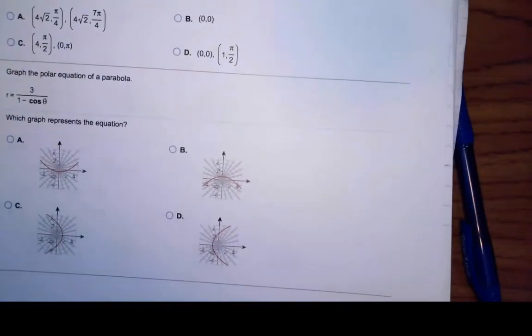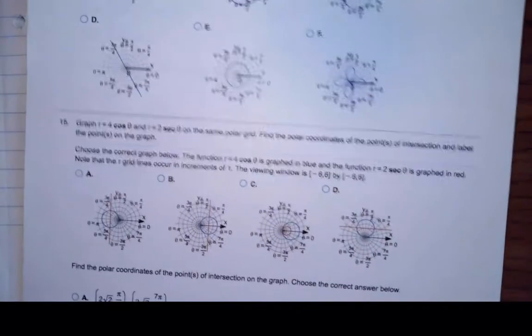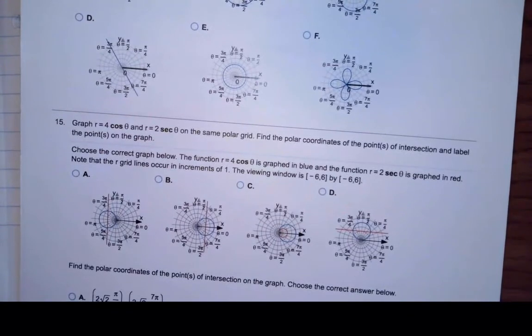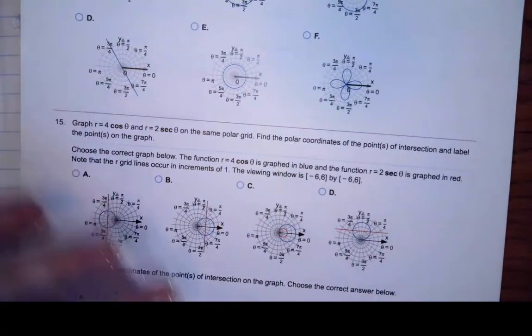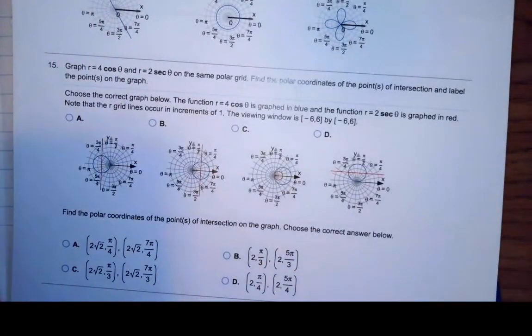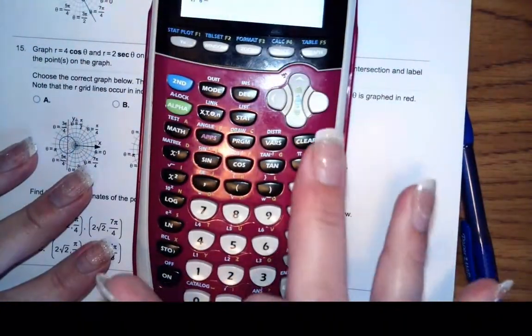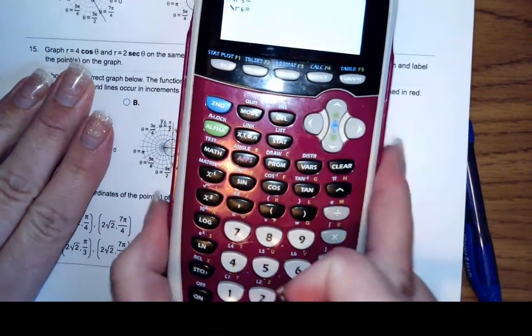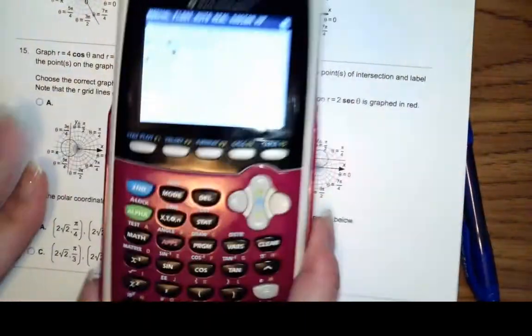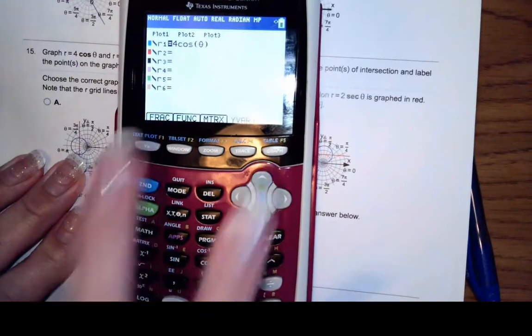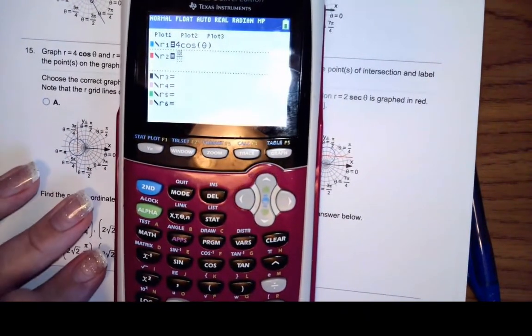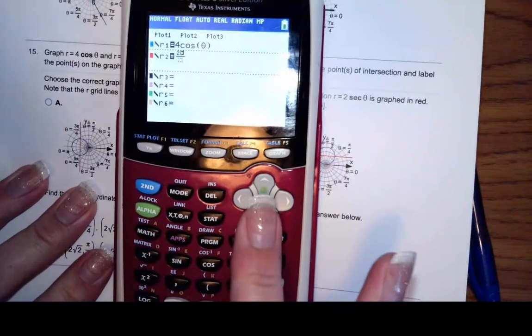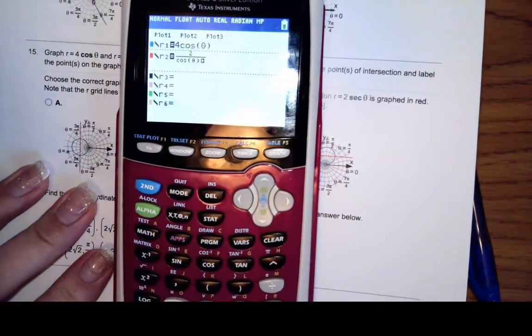And for the last two, what I want to do is look at how I can determine where these two things intersect. The other ones are literally just identifying the graph. On this one I've got two different equations. I've got 4 cosine theta, and then I've got 2 secant theta. Remember, I can do alpha y equals and hit enter, and that'll change it into a fraction for me. Instead of 2 secant, I've got 2 over cosine theta.